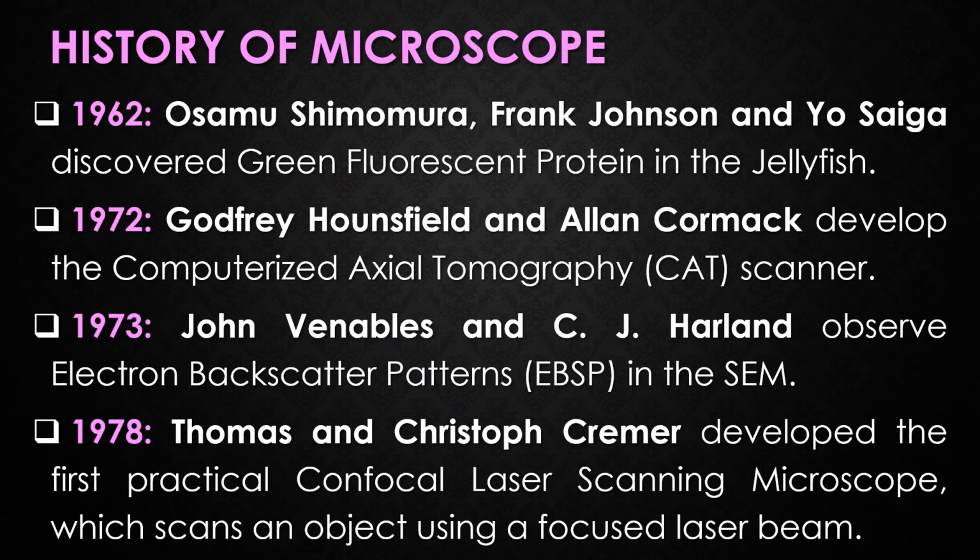In 1973, John Venables and C.J. Harland observed electron backscatter patterns, in short EBSP, in the scanning electron microscope. These electron backscatter patterns provide qualitative microstructural information about the crystallographic nature of metals, minerals, semiconductors, and ceramics. In 1978, Thomas and Christoph Cremer developed the first practical confocal laser scanning microscope, which scans an object using a focused laser beam.